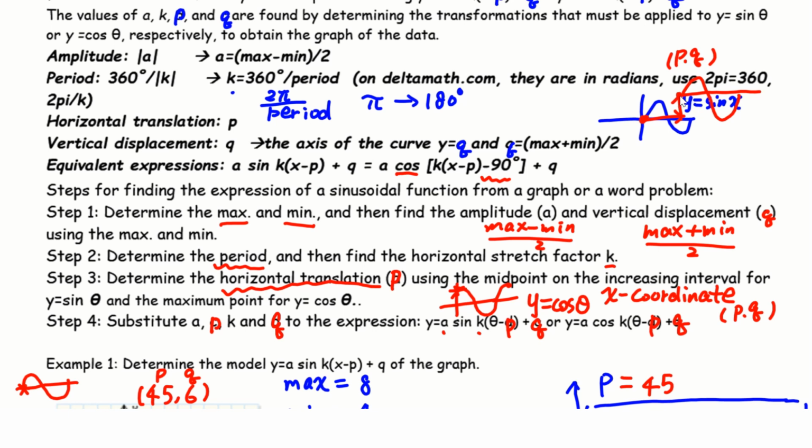So you pick the point that is close to the y-axis, because after one period it will repeat, you have another starting point. And for the cosine, the maximum is your starting point. So on the graph, if you find the maximum point, that point, the xy coordinate is p comma q.